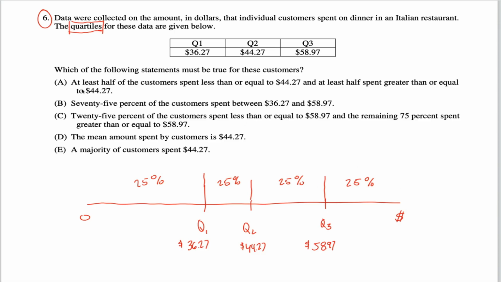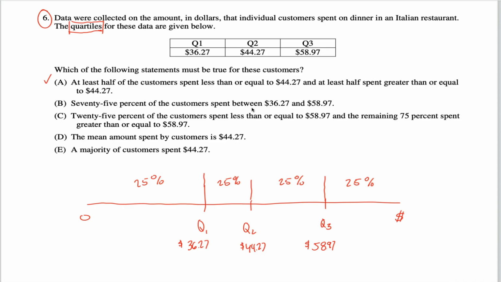They have to throw in this little qualifier, at least, to account for the fact that somebody might have spent exactly $44.27, or to account for the fact that the number of customers might not be divisible by 4. Ignoring the at least part, which I think is just kind of over confusing this question, half the people are less than Q2, half are more than Q2. That sounds perfect. What does B say?